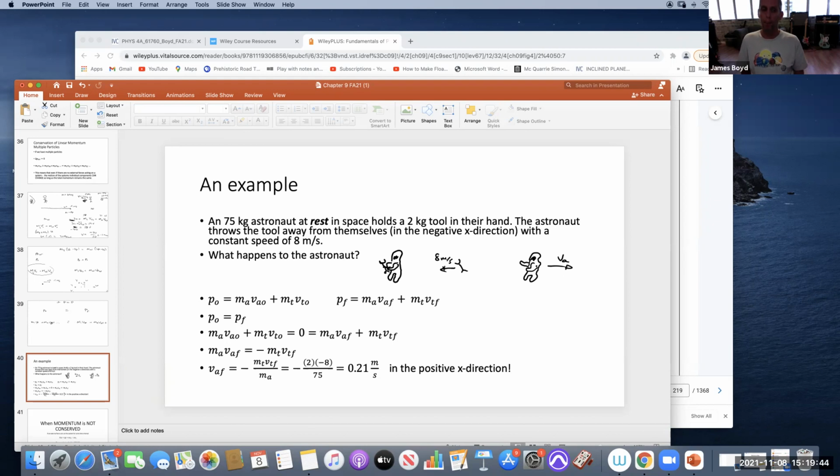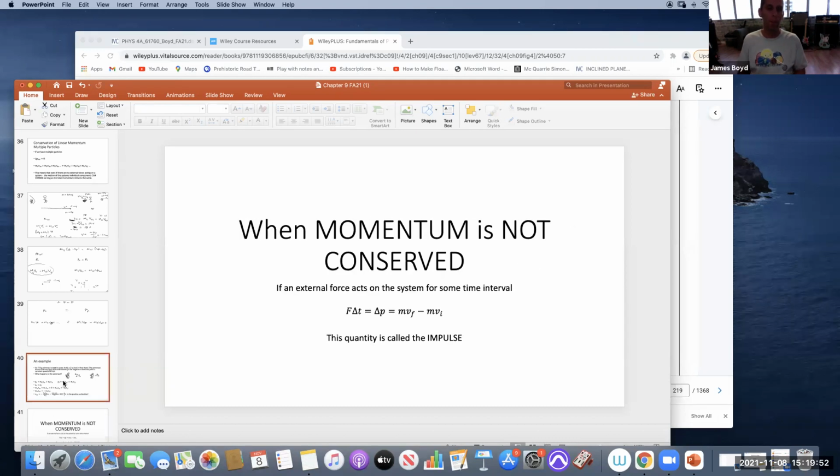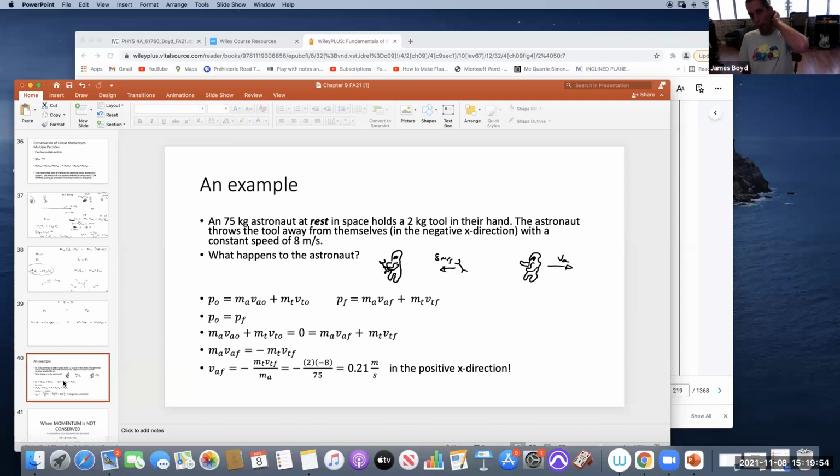Now, we have actually ignored something really important here. And that is, we need both objects to be in the same rest frame, okay? Meaning their velocities relative to each other are the same as what they are. We can't have some weird velocity change happen.